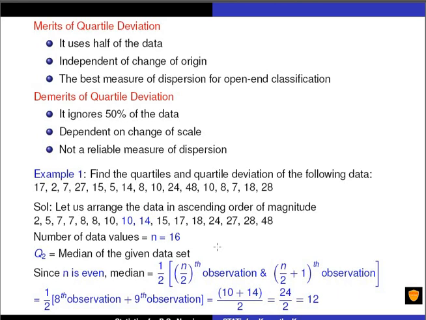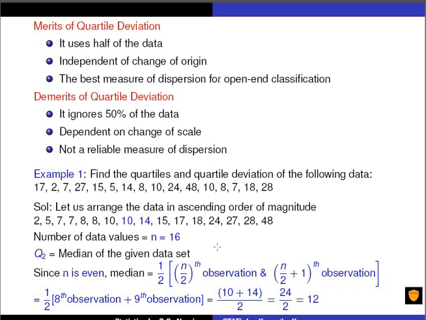And the demerits of quartile deviation: it ignores 50% of the data. If it were based on all the observations, we could say it is a good measure of dispersion. Since quartile deviation ignores the other 50% of the data, this is one of its demerits. It is also dependent on change of scale, and it is not a reliable measure of dispersion because it ignores the other 50% of the data.